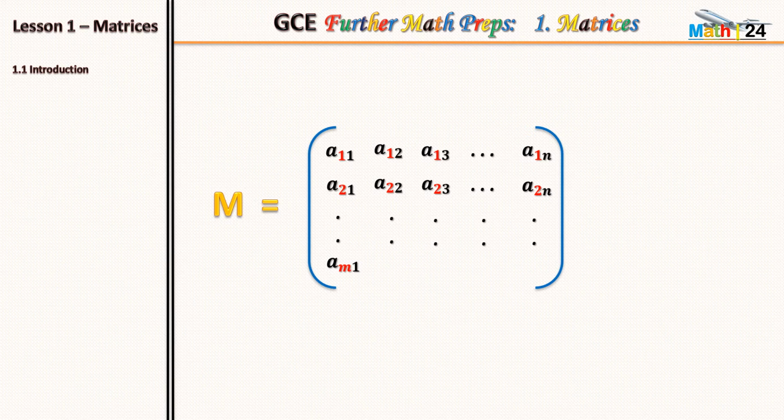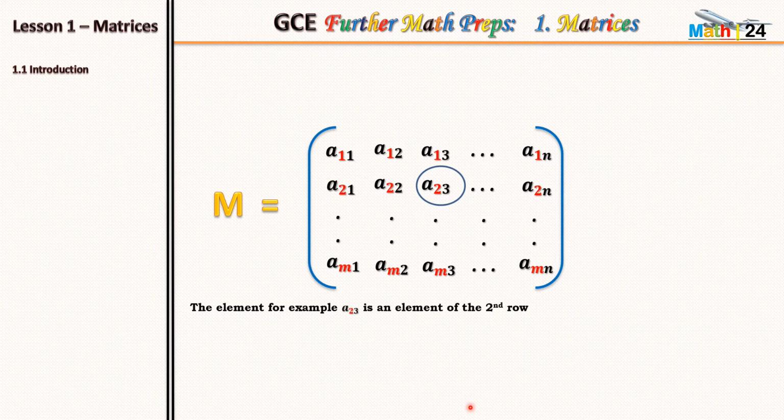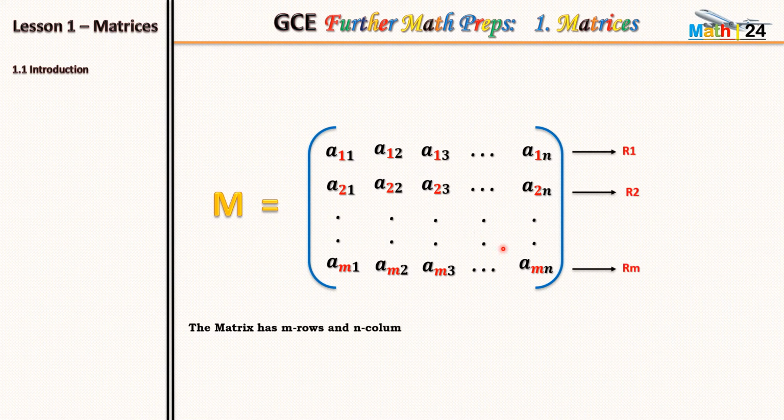And the first entry of the last row is Am1, Am2, Am3, where Am3 is an entry of row m, column 3. And the last entry is Amn, where this is an entry of the mth row and nth column. So this matrix has an order or a size of m by n, where m represents the number of rows and n the number of columns. So the element, for example, A23 is an element of the second row and the third column.